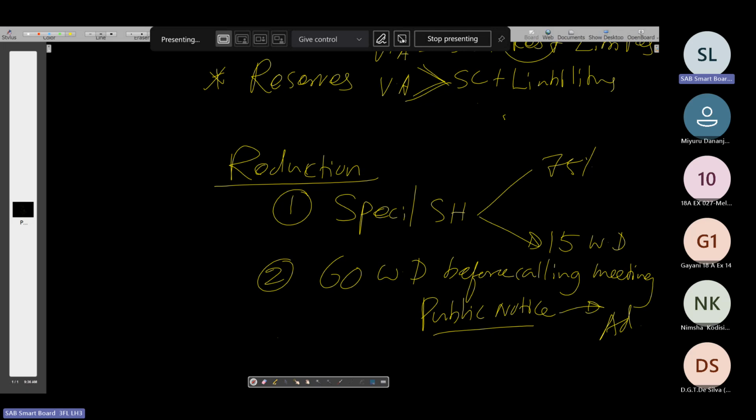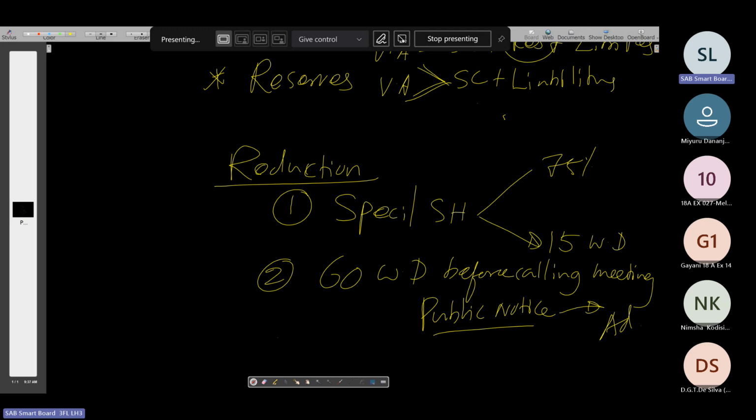This is actually in order that any person who is interested in the company can get suitable relief because of the reduction. And the public notice is to be given.